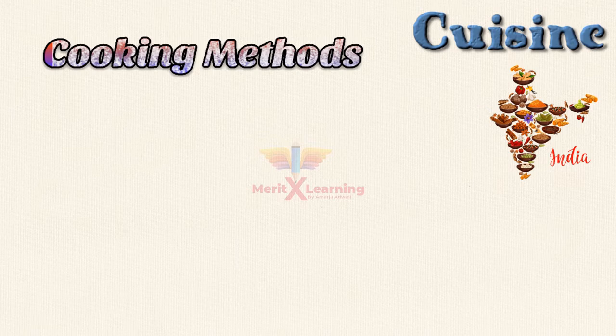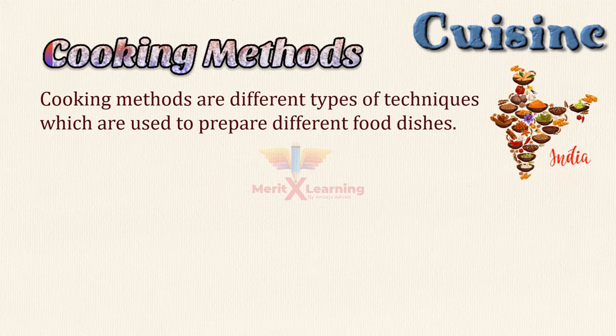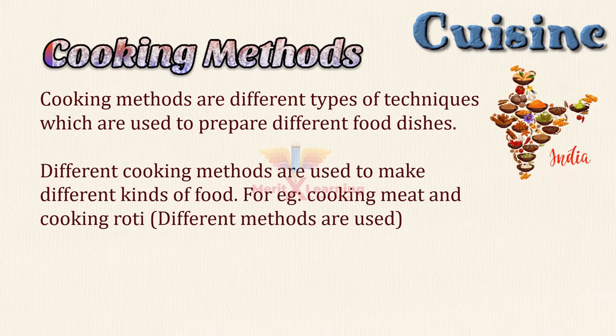Okay, cooking methods. Cooking methods are different types of techniques which are used to prepare different food dishes. Different cooking methods are used to make different kinds of food, for example, cooking meat and cooking roti. So we use two different types of cooking methods to cook meat and roti.